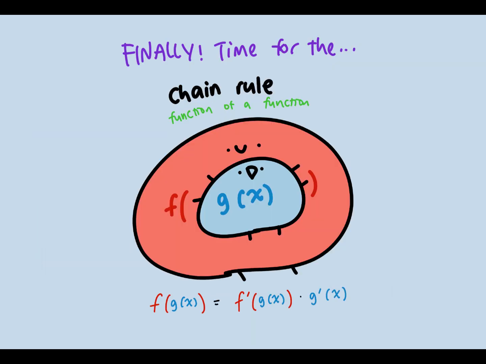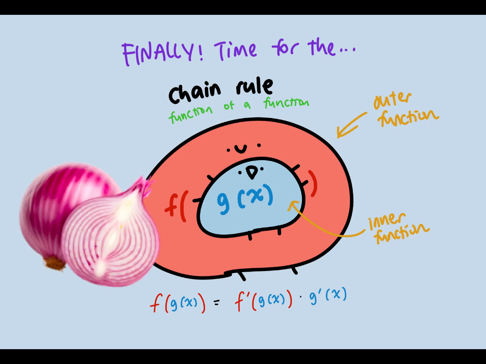We use this to find the derivative of a function of a function. The important thing when doing chain rule calculations is to know which are the outer and inner functions. Think of it like peeling layers on an onion. We want to differentiate the outer functions first, then the inner functions, and multiply the results together.